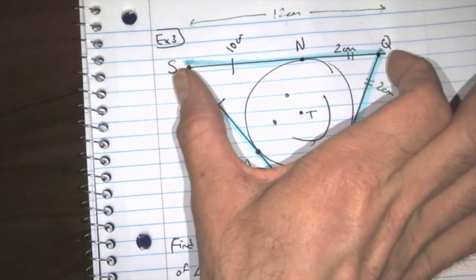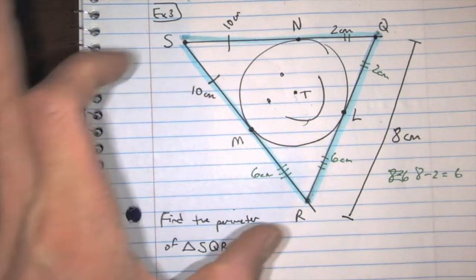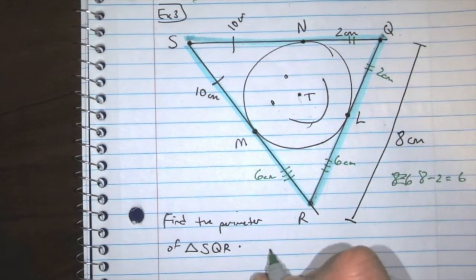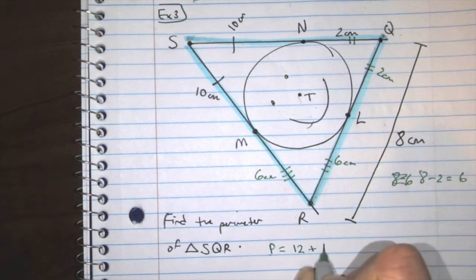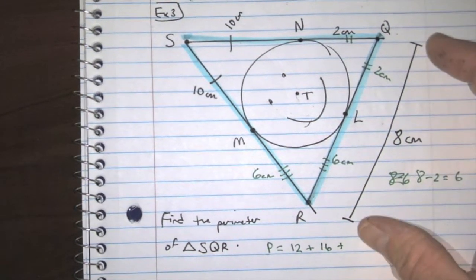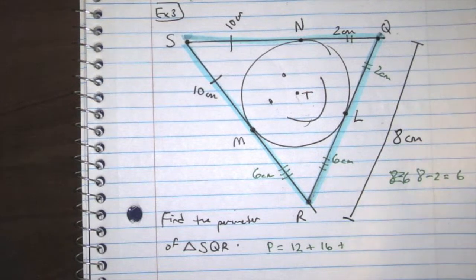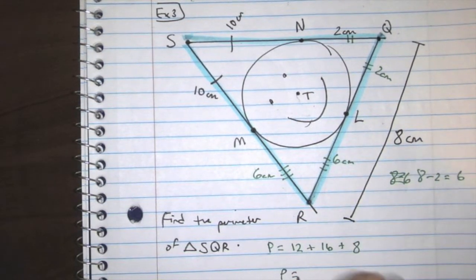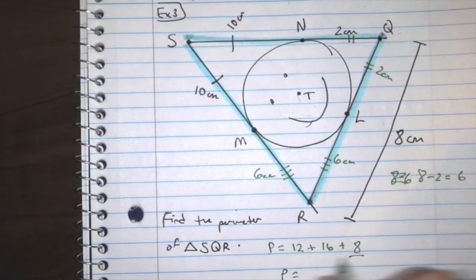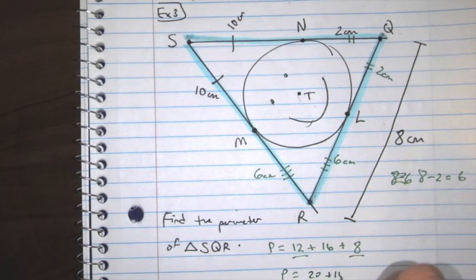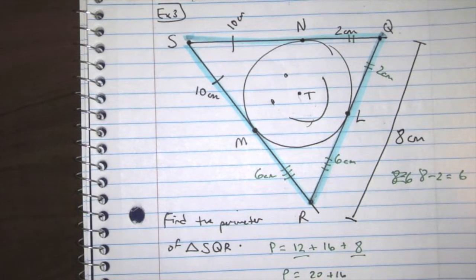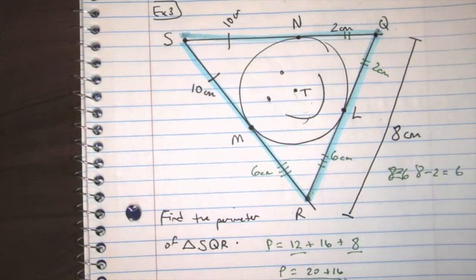We've got a distance of 12 on the top. That's a distance of 16. Let me write this down. The perimeter is 12 plus 16 plus this total distance is, well, they gave you that, 8. Add this all together. The perimeter is, let's see, that's 20. 20 plus 16 is 36. Perimeter is 36 centimeters. Party hat theorem, folks. Just use the party hat theorem.